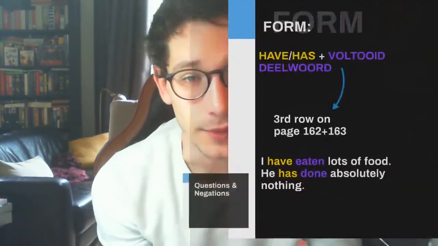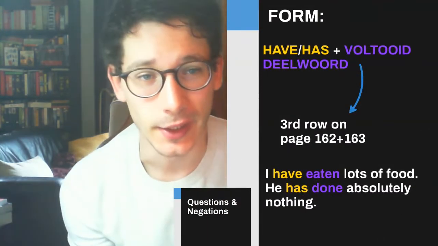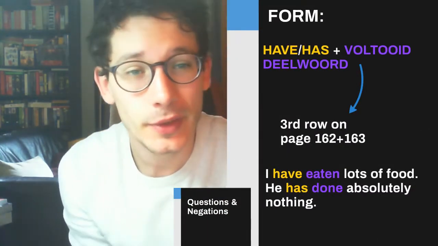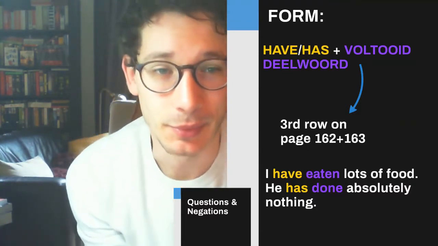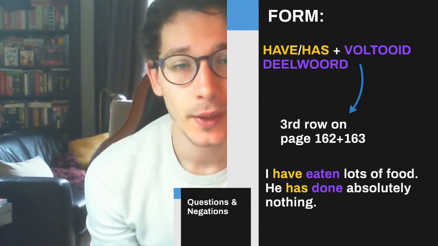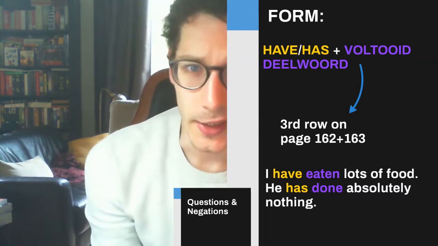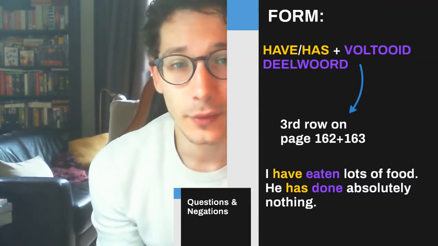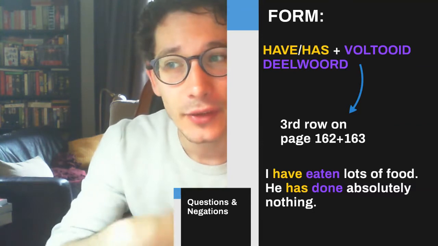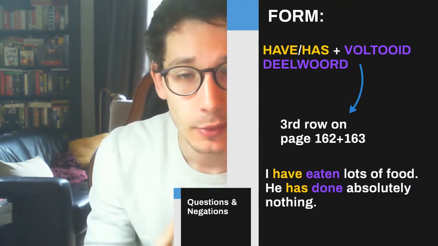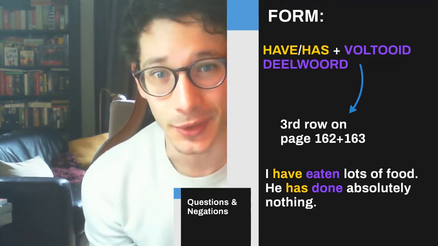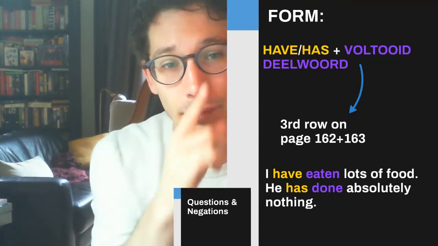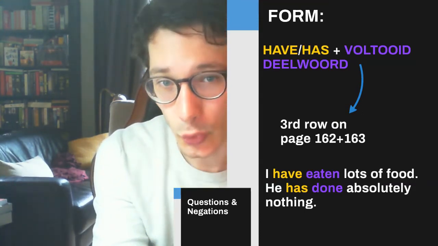Now, this is what the present perfect looks like. It's not too difficult. It is have or has plus the past participle, voltooid deelwoord in Dutch. You might be wondering, where exactly do I find that voltooid deelwoord? Well, actually, you've already looked at it quite a lot of times, because when you study the irregular verbs on page 162 and 163, the voltooid deelwoord is the third row.